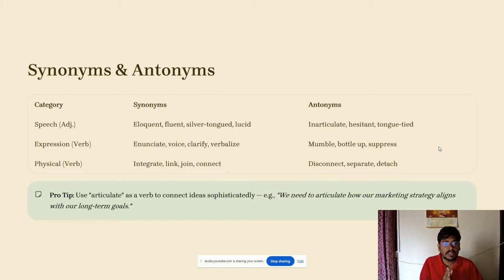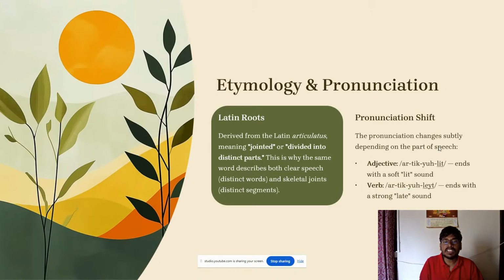An important tip is to use articulate as a verb to connect ideas. We need to articulate how our marketing strategy aligns with our long-term goals. So we need to connect all our ideas to make the marketing strategy better. That is the meaning actually. Next, etymology and pronunciation. The word articulate is derived from the Latin articulatus, meaning jointed or divided into distinct parts. This is why the same word describes both clear speech and skeletal joints. That's why it's used as a verb in physical form and expression form, and it is also used as an adjective.